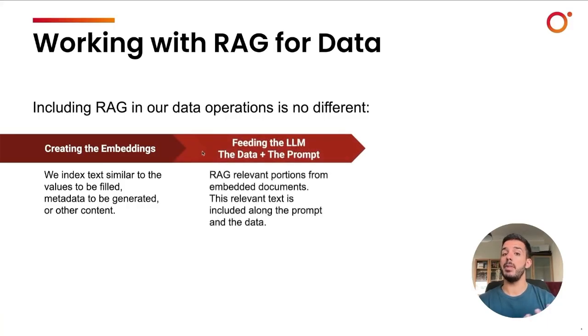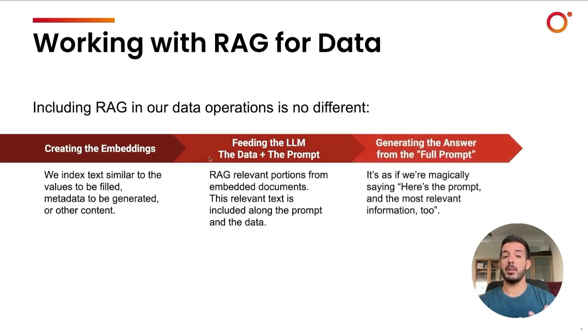Then we feed the LLM the data and the prompt as usual. And what's going to happen here is because we have a RAG mechanism, it's going to retrieve portions of our embedded documents that most match our prompt and our data. And the most relevant embedding of a document is going to be included in that prompt together with the data and the indications of what to do, how to transform data, how to generate data, or whatever your specific task is, with the most appropriate information as additional context.